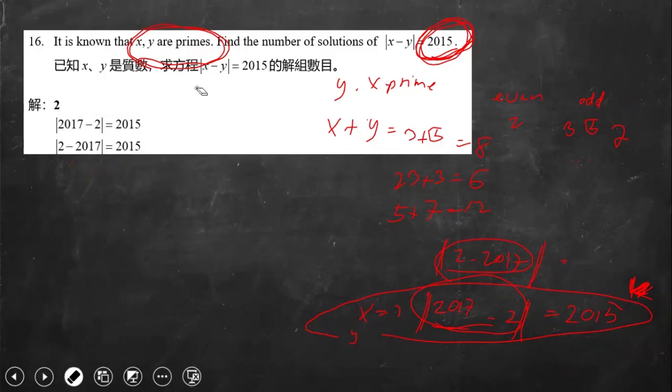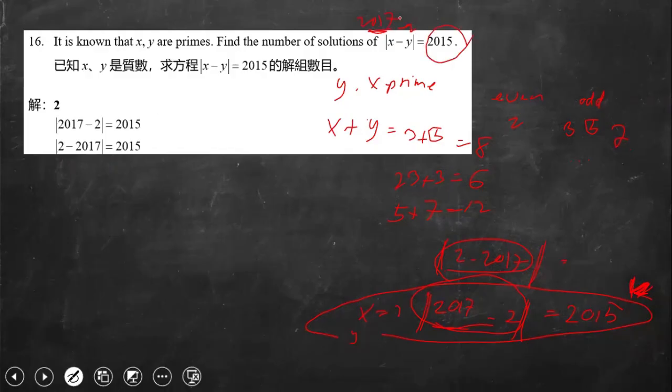So let's summarize. What did we do? We know that they are primes, and we deduced that one has to be even and one has to be odd. And then we know that 2 is the only even prime. So knowing that one of them is 2, what will you subtract 2 from to get 2015? That's going to be 2017.